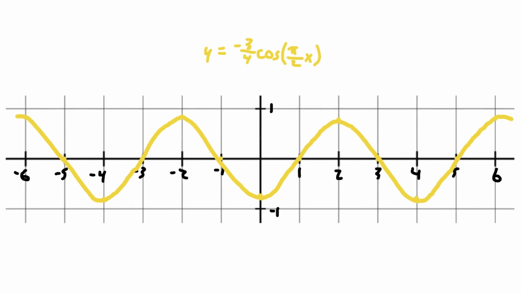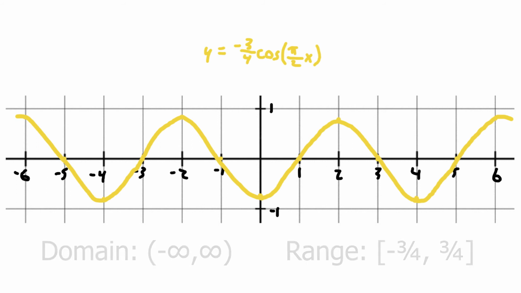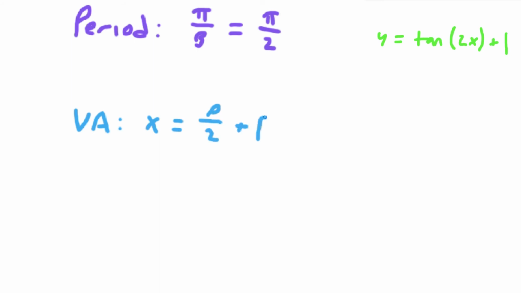And from this we can see that we have a domain of -infinity to +infinity, and a range of -3/4 to +3/4. For this second example, let's start by finding the period, vertical asymptotes, and phase shift or vertical shift. The period will be pi over 2. Our vertical asymptotes will be at x equals pi over 4 plus pi n over 2.